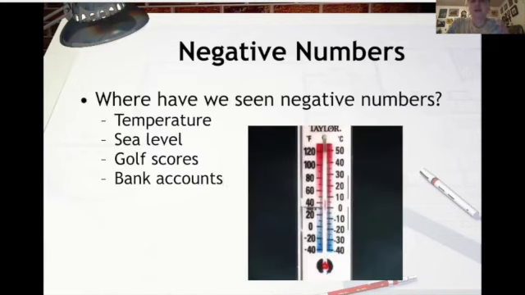So where have we seen negative numbers? A few examples. We have temperature, just as that visual is provided on the very bottom of degrees Celsius and degrees Fahrenheit. There are negative numbers. Sea level. Golf scores. If you've ever been mini golfing, you get scores and you add them up. And bank accounts. When you pull out money, it will be negative in your account. It will take it out.